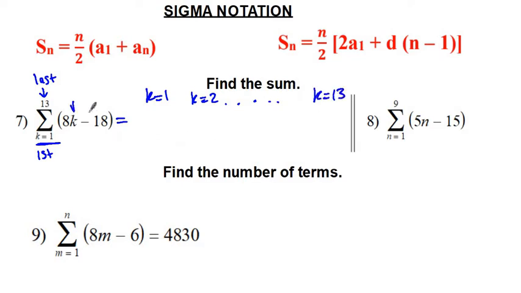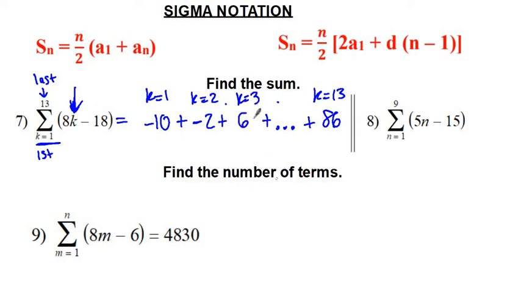So if I plug in 1 right here for K, I'd have 8 times 1 is 8, minus 18 is negative 10. If I plug in 2, I'd have 8 times 2, which is 16, minus 18 is negative 2. And then we keep going in that form all the way out to 13. If I plug in 13, I would get 8 times 13 is 104, and 104 minus 18 is 86. Let me also do a third term, K equals 3, so you can see a pattern here. If I plug in 3, 8 times 3 is 24, minus 18 is 6.